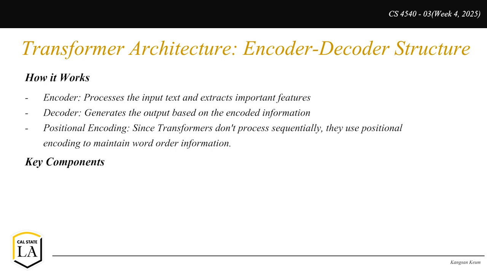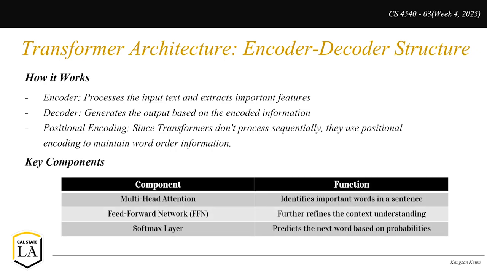Let's talk about key components. There are three components: multi-head attention, feed-forward network, called FFN, and positional encoding. So the first thing, multi-head attention identifies important words in a sentence. The next thing, FFN, further refines context understanding. Finally, the positional encoding maintains word order information.